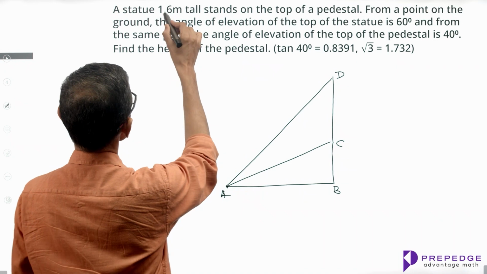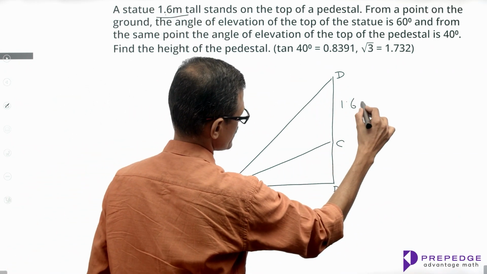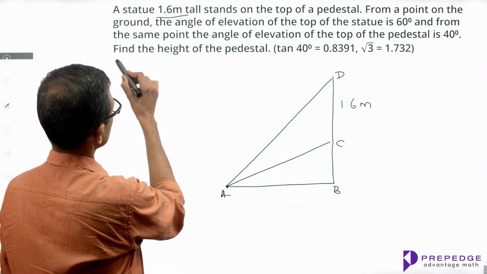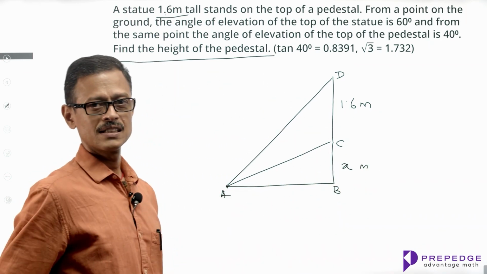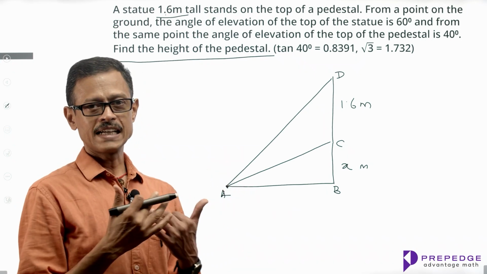Statue oda height எவ்வளவு இருக்காங்க? Statue oda height is equal to 1.6 meters. நம்மள என்ன கண்டுபிடிக்க சொல்லிருக்காங்க? Height of the pedestal which is BC. அத வந்து x meters னு எடுத்துக்கலாம். எவ்வளவு தூரத்துல இவர் நிக்கறாரு அந்த டேட்டா கொடுக்கல.